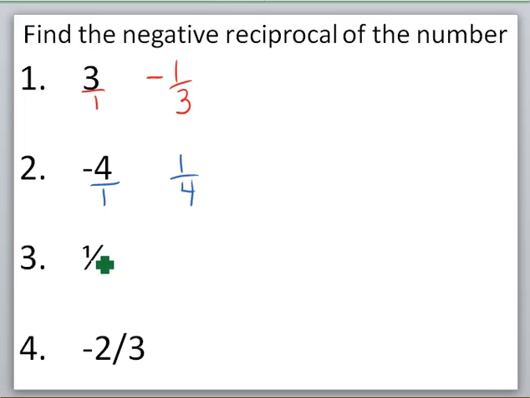The third example, I have 1/4. We're going to flip the fraction. We get 4 over 1. It was positive, so I'll make it negative. We really don't need to write negative 4 over 1. We can really say that's negative 4. The last example on this slide is negative 2/3. I want to find the negative reciprocal of that. I would flip the fraction. It was negative, now it's positive. So I'm finished with that type of problem.